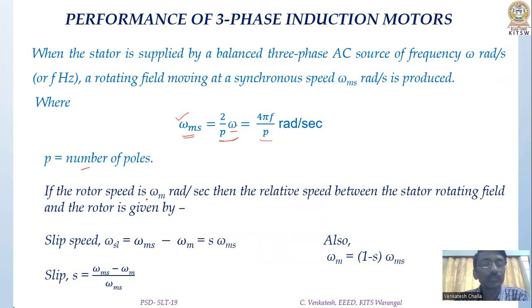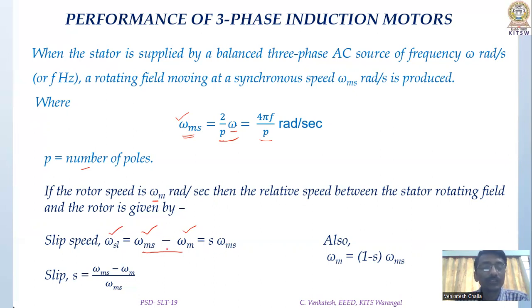Because of the rotating magnetic field produced by the stator, the rotor starts rotating. Let the steady state speed of the rotor be omega m radians per second. Then there is a relative speed between the stator field and the rotor speed. The difference between these two, omega ms minus omega m, is called the slip speed, omega SL.